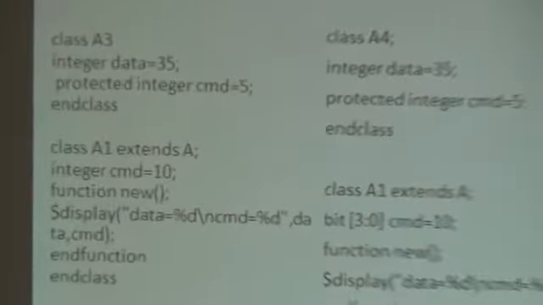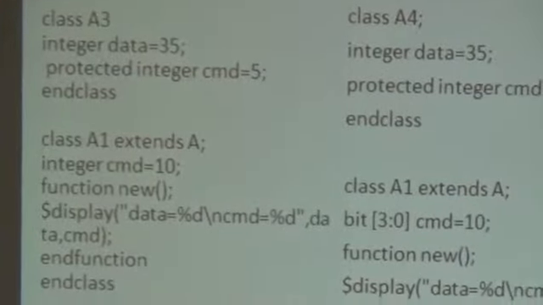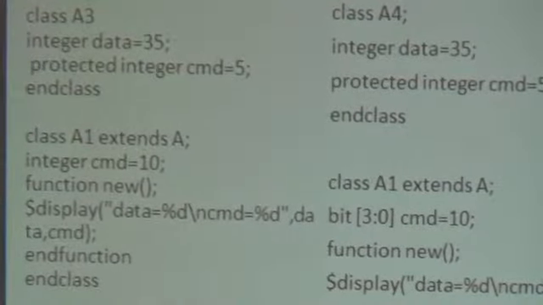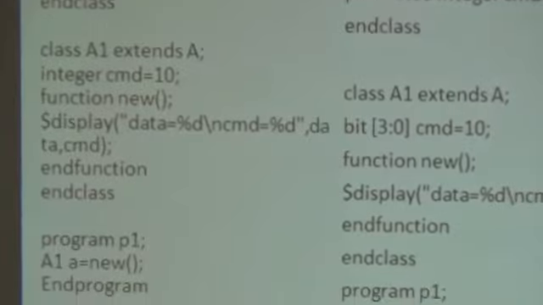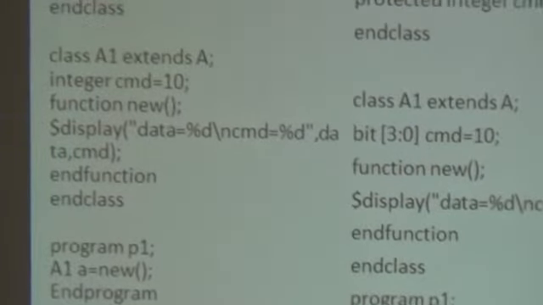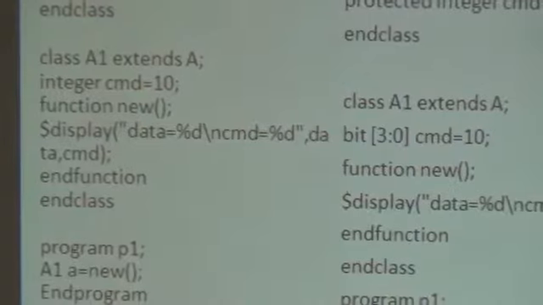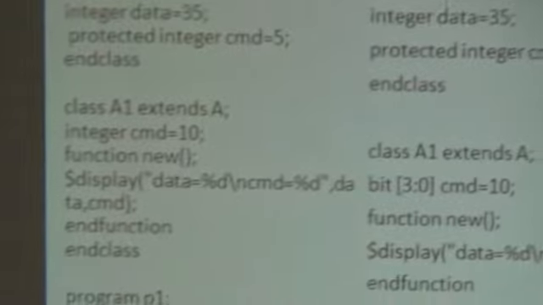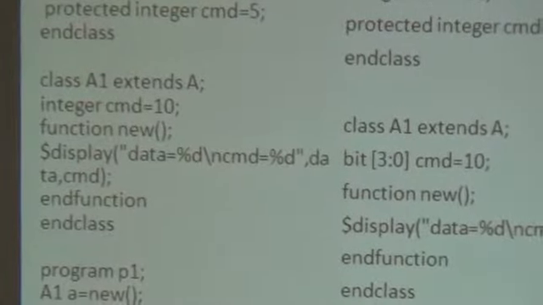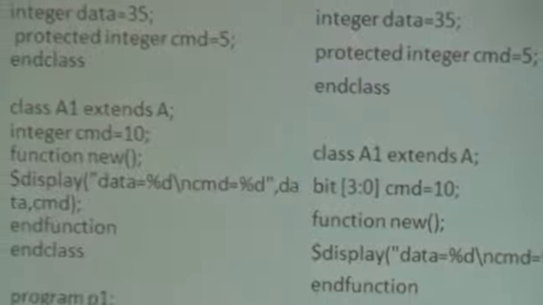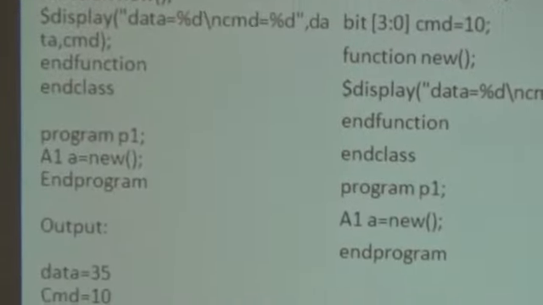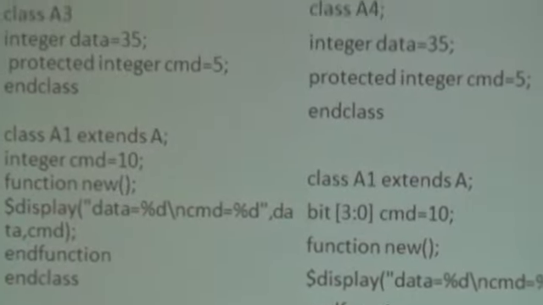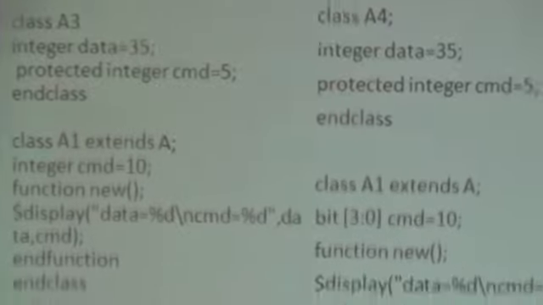Here there is a class A3 with integer data 35. I have declared an identifier CMD with data type integer, declared as protected, and I am extending it in A1. In A1, if you have seen here, there is the same identifier CMD. In the parent I have declared protected integer CMD equal 5, but in the child I have declared integer CMD equal 10. Parent is 5 and child is 10. If I execute this program and create an object, my CMD is always updated with the child class variable only. It does not access the parent class variable.